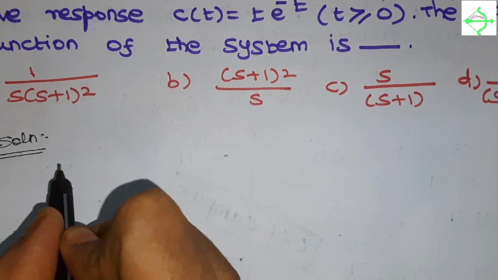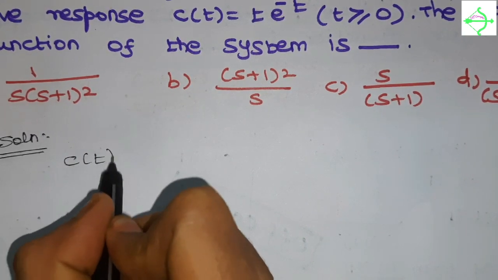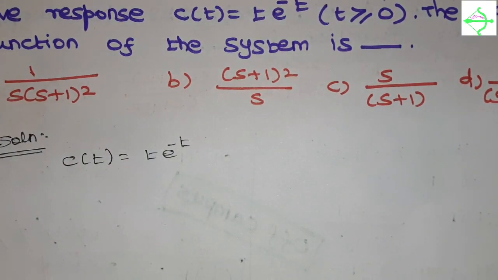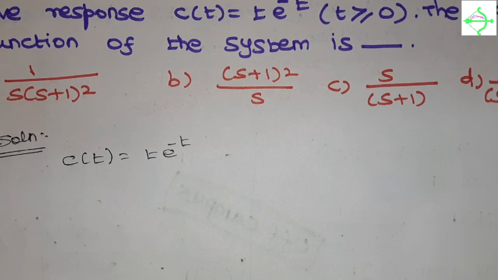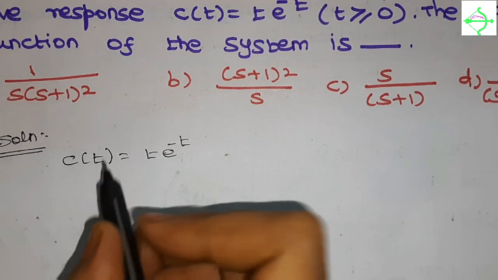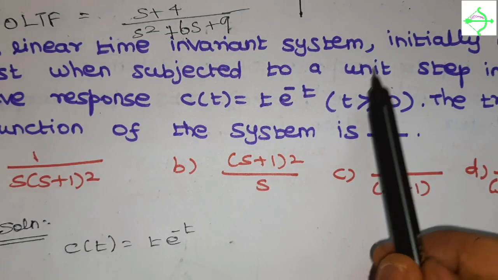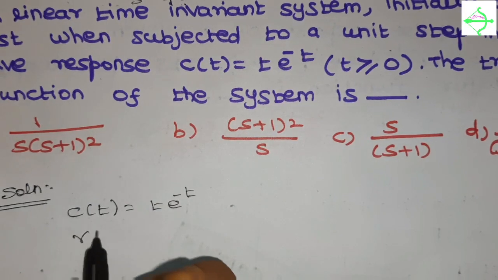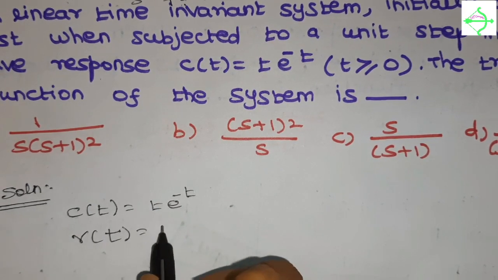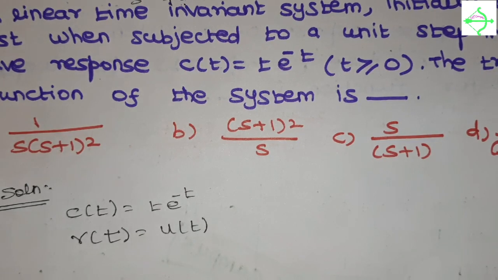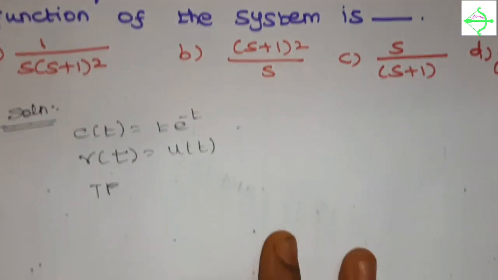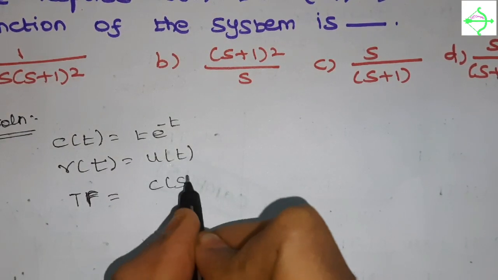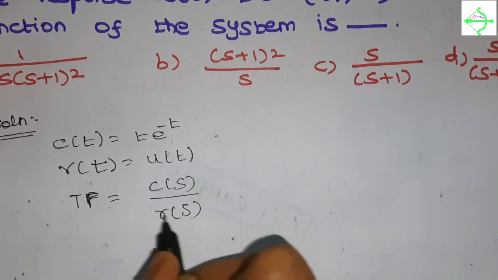Solution. Given c(t) is equal to t e power minus t. A unit step input is given as the input. Input is r(t) equal to u(t), unit step input. We have to find out the transfer function. Transfer function is C(s) divided by R(s), capital R(s).